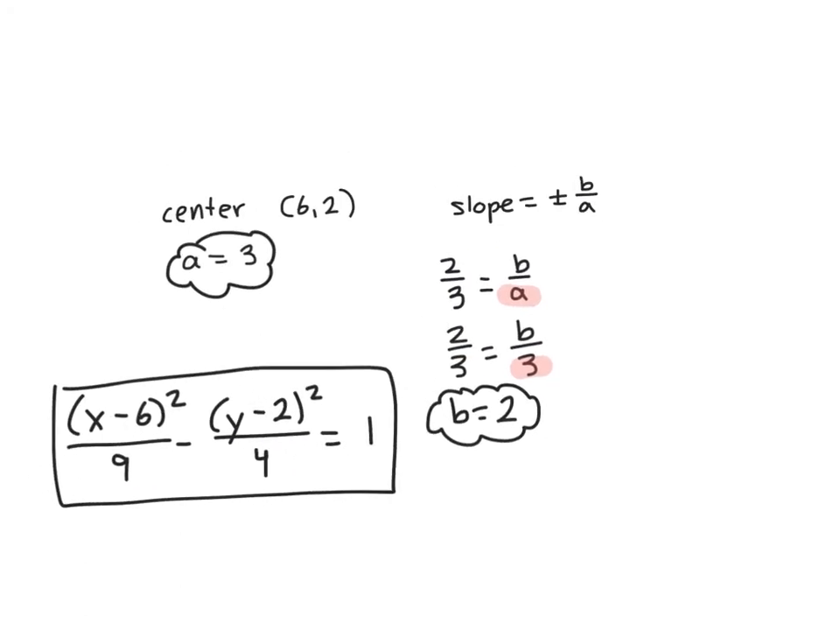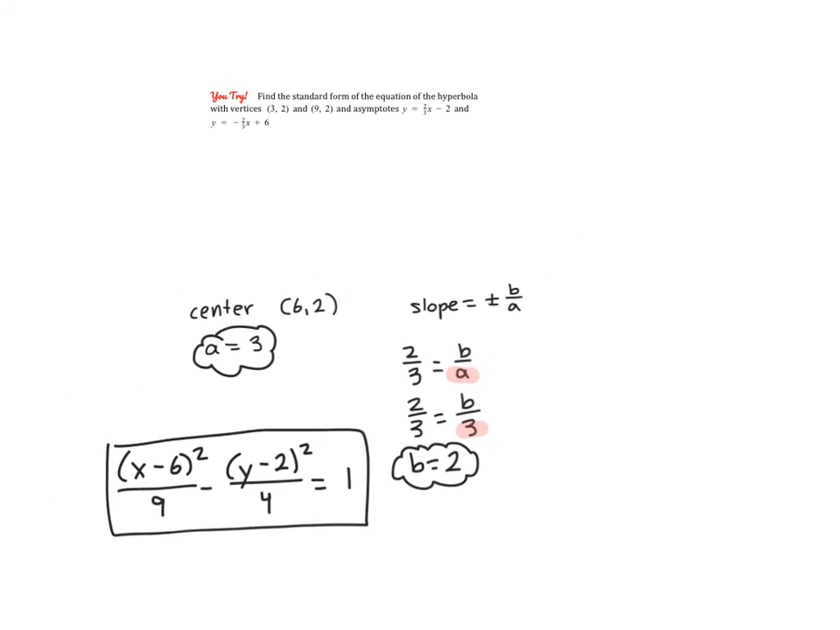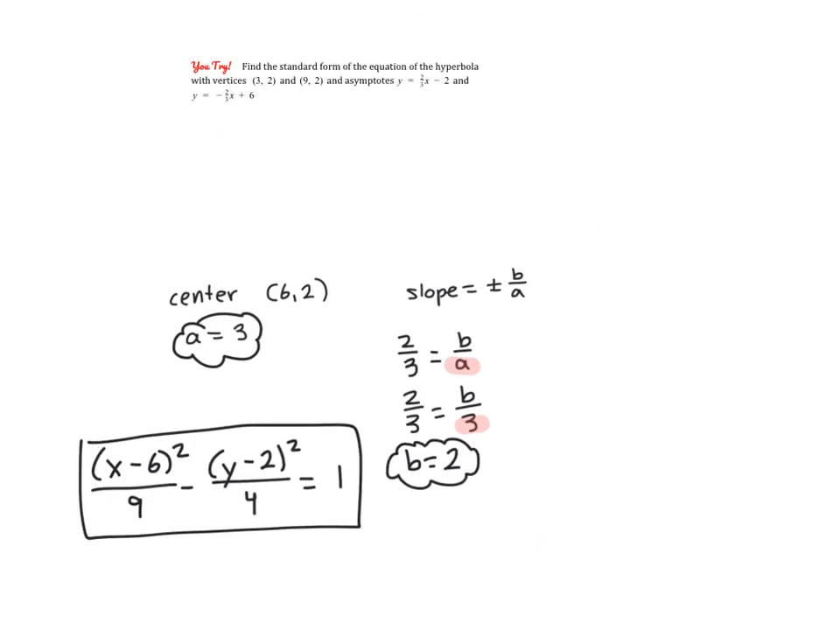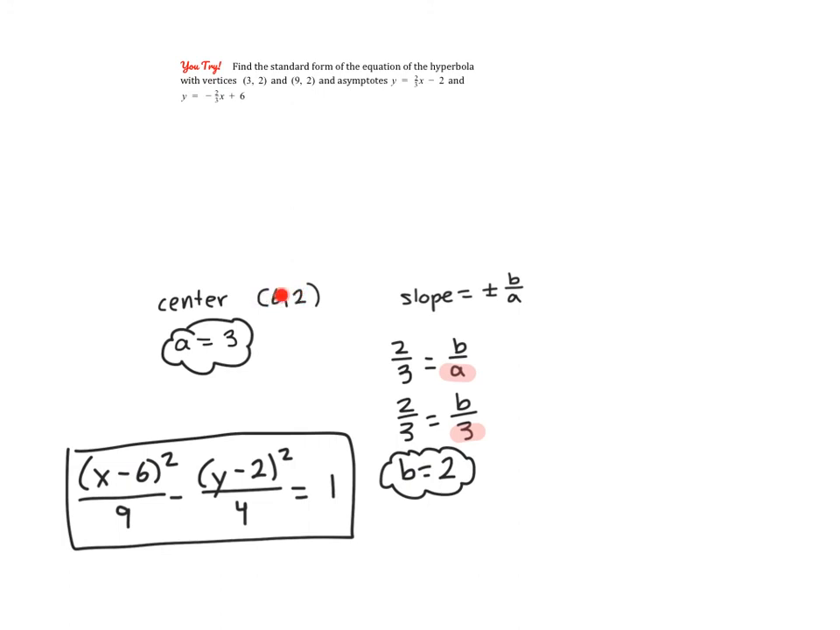Okay, so for this problem, we were given the vertices again and the asymptotes. So we could see, using the vertices, we could find the exact midpoint of that to find our center, which is (h, k). The distance from our center to our vertices is 3, so that's our a value. Since our vertices are lined up horizontally, I know that our x value should come first. It is a horizontal hyperbola.